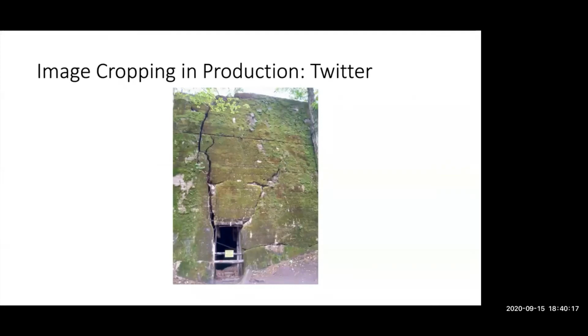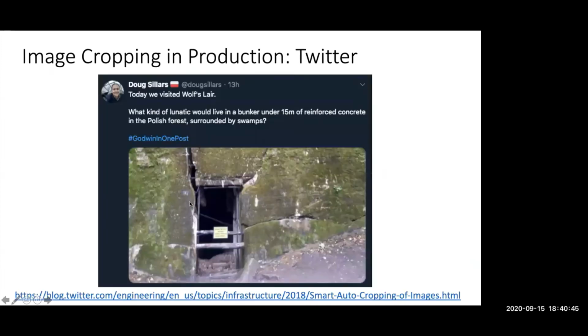This is done in production. A lot of web pages are starting to do this automatically. This is a picture I took about a year ago in Poland. These are the bunkers that Hitler lived in during World War II. It's a one-story building with 15 meters of concrete on top of it. It's a pretty boring photograph. And when I put it on Twitter, Twitter was super smart, and it cropped it around the door. It found the most interesting part of the image and did a crop around it.